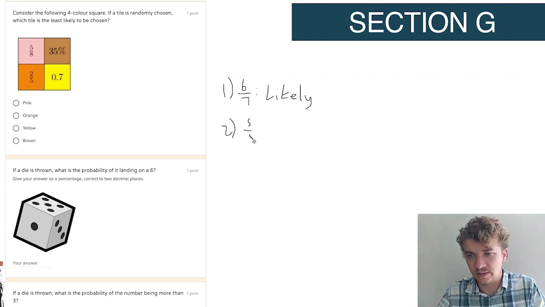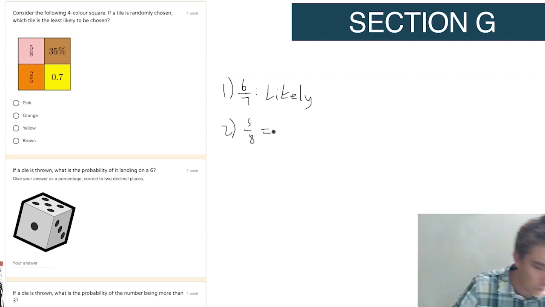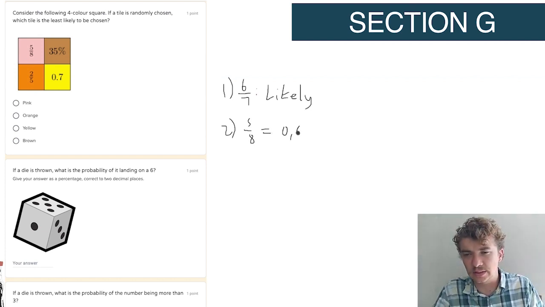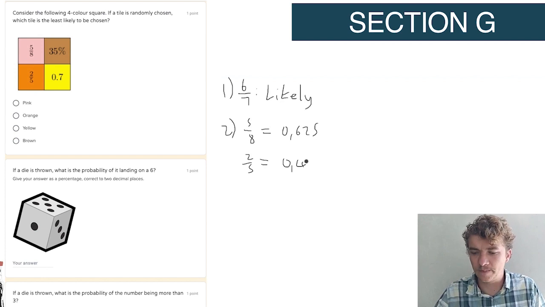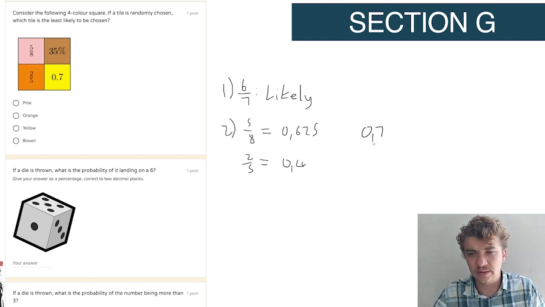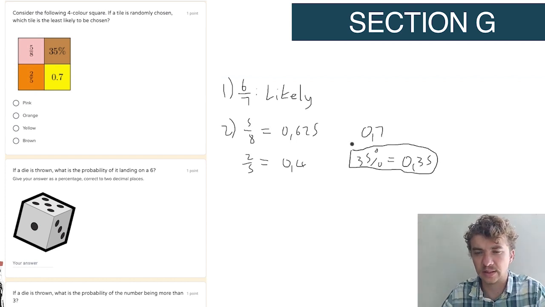So 5 over 8 is 0.625. 2 over 5 is 0.4. Then we have 0.7, and 35% is 0.35. So 35% is the smallest probability. So that would be the square that's the least likely to be chosen, and this is the color brown.